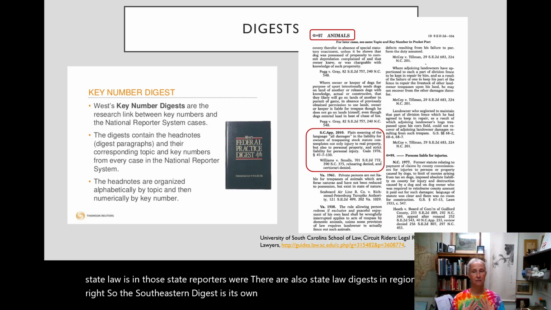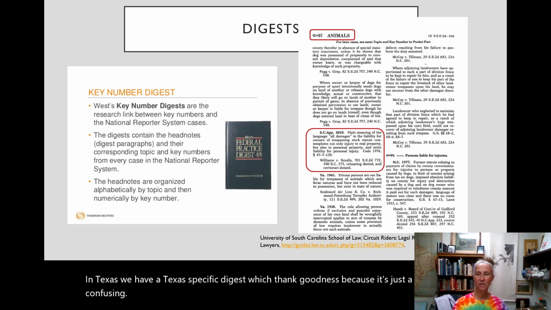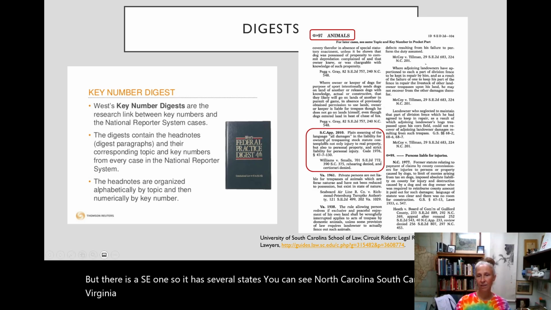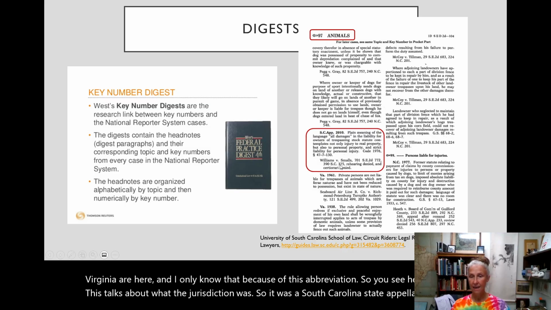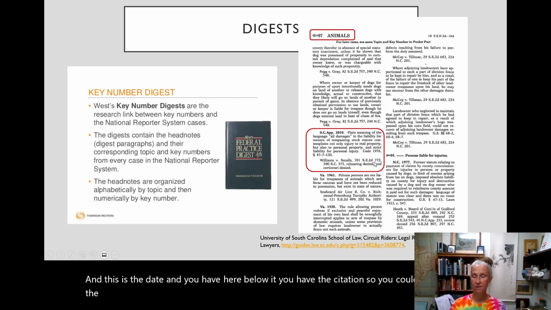In Texas, we have a Texas-specific digest, which, thank goodness, because it's just a little bit less confusing. But there is a Southeast one, so it has several states. You can see North Carolina, South Carolina, Virginia are here. And I only know that because of this abbreviation. So you see here, this talks about what the jurisdiction was. So it was a South Carolina state appellate court. And this is the date. And below it, you have the citation. So you could go out to the Southeast Reporter and pull this case.